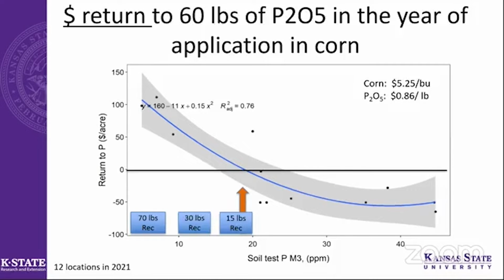Now, the other thing, and this goes back to the question earlier, what about different rates? If you follow K-State recommendations, and you are sitting close to 5 parts per million soil test P, the recommendation is going to be 70 pounds of P2O5. If you are close to 15 parts per million, it's going to be closer to 30 pounds. And if you are close to 20, it's going to be 15 pounds of P2O5. So this puts in perspective my numbers here, where I used 60. Obviously, if you have lower rates of application, these numbers will look better, right?